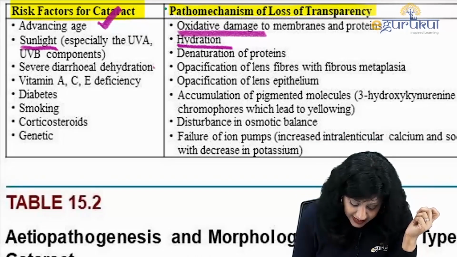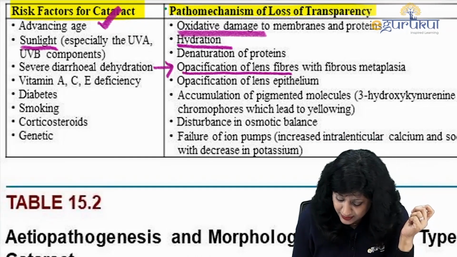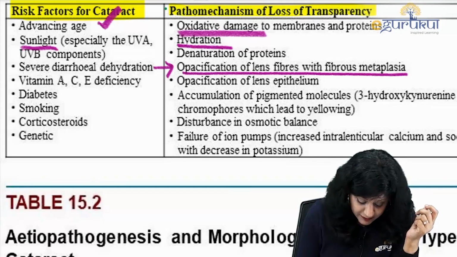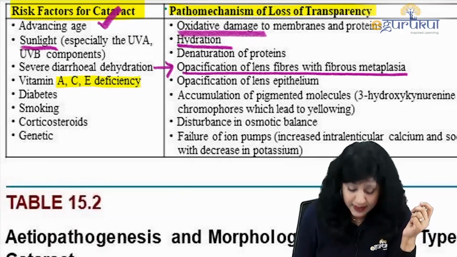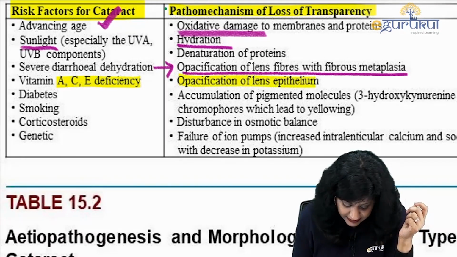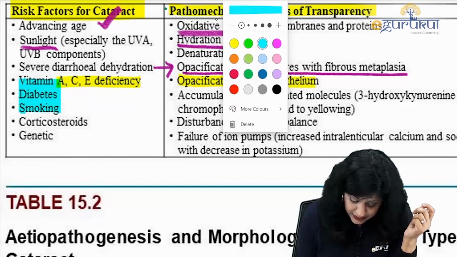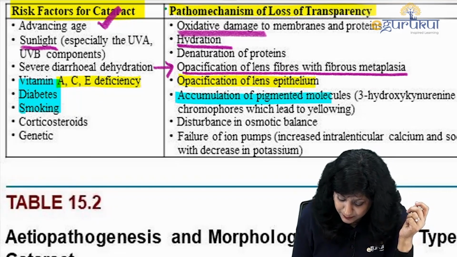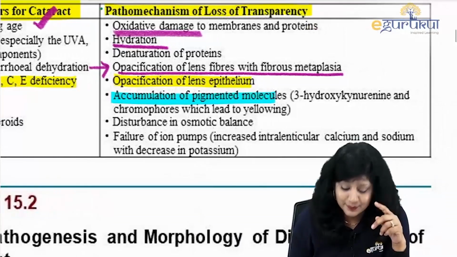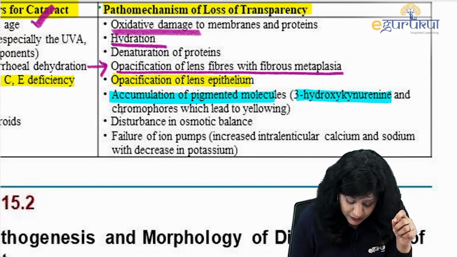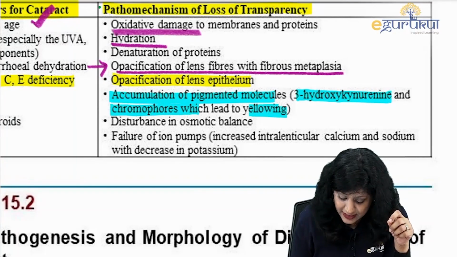See, diarrheal dehydration causes opacification with fibrous metaplasia. Vitamin deficiency, very very important, ACE deficiency, causes opacification of the lens epithelium. If I talk about diabetes, what is done by diabetes? Accumulation of pigment molecules. Look at the molecule names also: we have 3-hydroxykynurenine and we have the chromophores. These are leading to the yellowing.